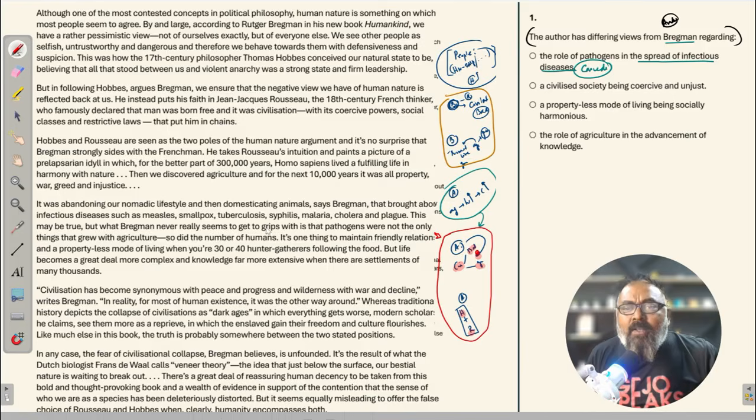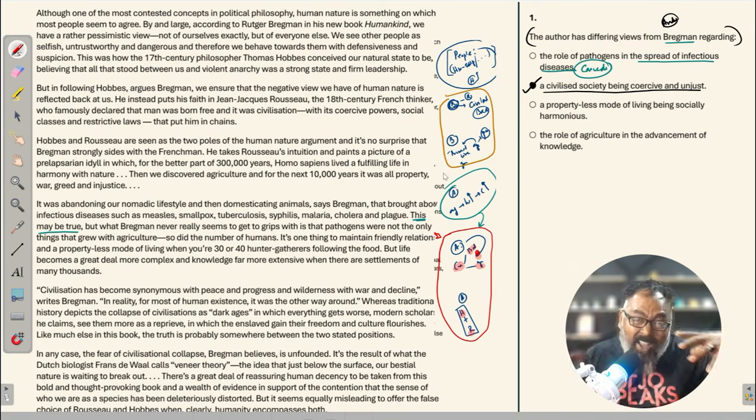It's mentioned here, isn't it? Where is it? This may be true, it says, about the pathogen. Civilized society being coercive and unjust. There you go. That has to be the answer to our question. This is the answer to our question. Civilization, the civilized society being coercive and unjust. Civilization being bad is what Bregman is saying.